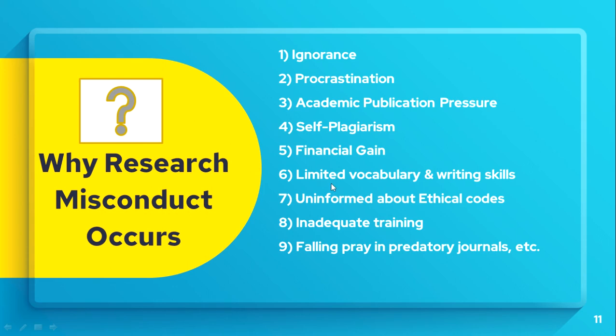So next is limited vocabulary and writing skills. This is seen in people who are non-native English speakers. And then next is being uninformed about ethical codes. I have already said that different universities have their own ethical code. Different organizations giving funding have their own ethical code, and it even differs from country to country. So you have to know all this.